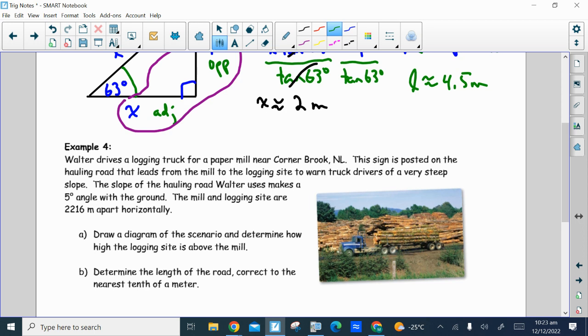Walter drives a logging truck for a paper mill near Corner Brook, Newfoundland. The sign is posted on the hauling road that leads from the mill to the logging site to warn truck drivers of a very steep slope. The slope of the hauling road that Walter uses makes a 5-degree angle with the ground. The mill and the logging site are 2,216 meters apart horizontally.